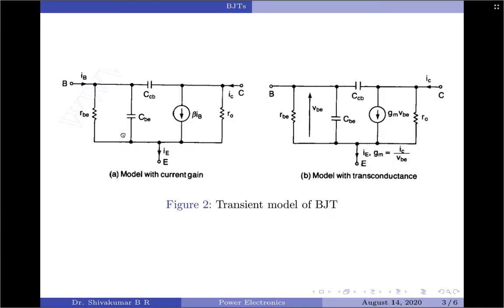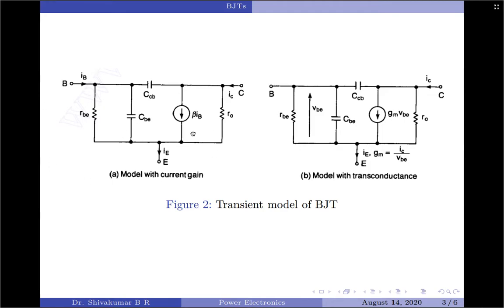A forward biased PN junction exhibits two parallel capacitances, a depletion layer capacitance and a diffusion capacitance. On the other hand, a reverse biased PN junction only exhibits depletion capacitance. As I already had said, under steady state conditions, these capacitances do not play any role. However, under transient conditions, they influence the turn on and turn off behavior of the transistor.